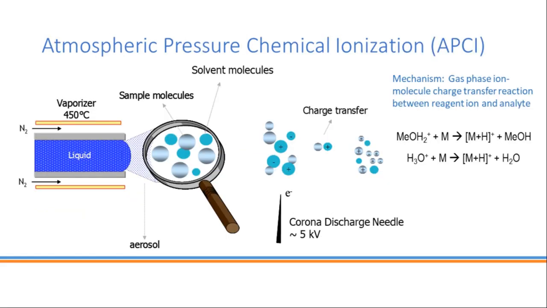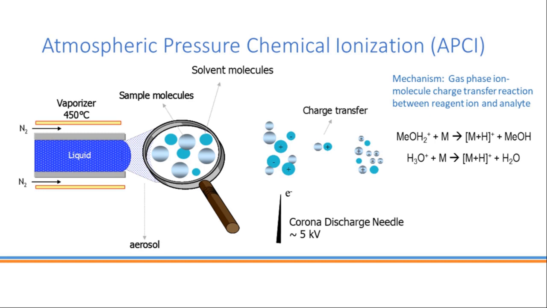Stepping now into atmospheric pressure chemical ionization. Here, what we're going to do is take our liquid and pass it through a heated chamber that's going to vaporize the sample at about 450 degrees C, vaporizing the solvent and the sample molecules together. And then these are passed across a corona discharge needle. So that is a very high electric field created at the sharp tip of the needle with 5 kilovolts applied to it. And what this does is essentially, as the name implies, create some reagent ions that can then do chemical ionization.